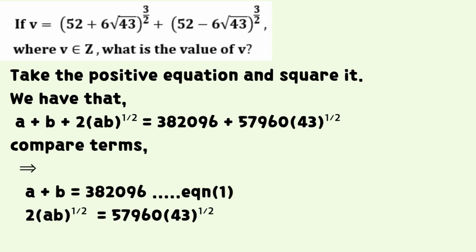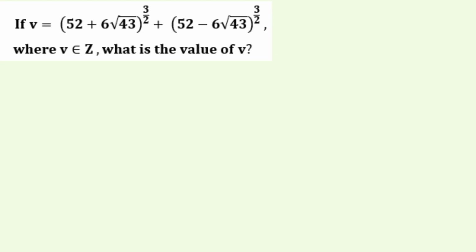Compare terms. It means that the sum of a and b equals 382096. We call it equation 1. Also, the product of 2 and the square root of a and b equals the product of 57,960 and the square root of 43. We call it equation 2.